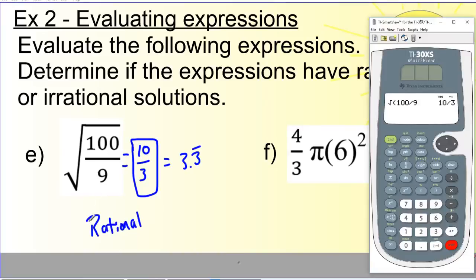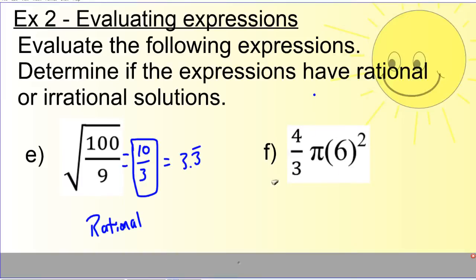Now, another way you could have done the same problem. If you would have taken 100 divided by 9 equals decimal. Then we square root it. Second, square root. Second answer, right here. I'm going to square root my previous answer. Equals, look at that. Same thing. 3.333333333. That is a repeating decimal. That is rational.